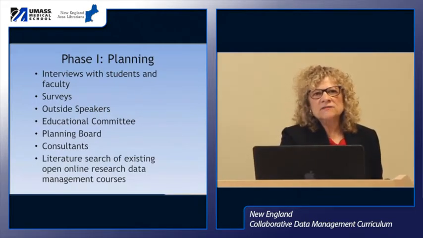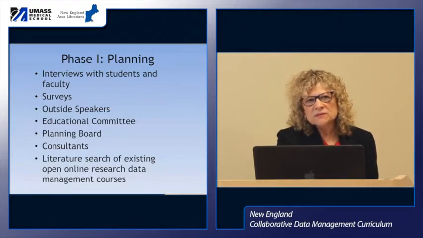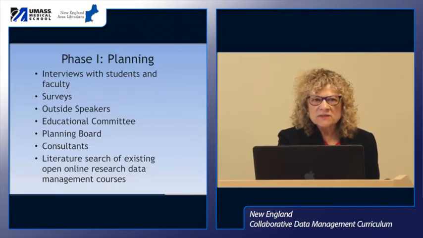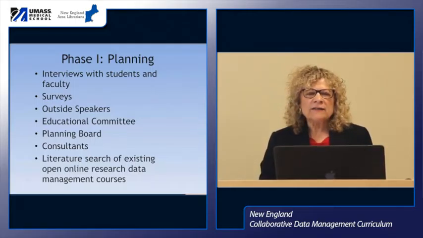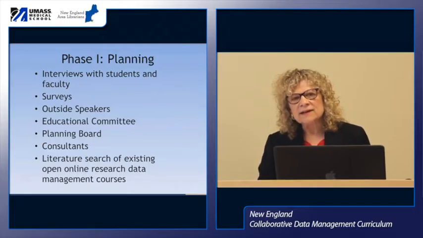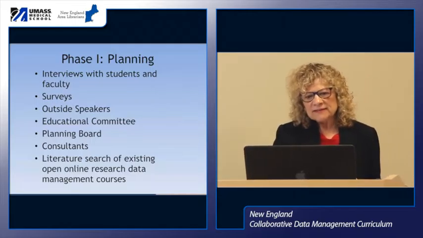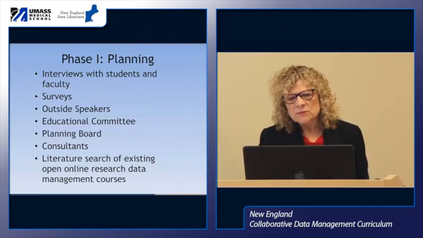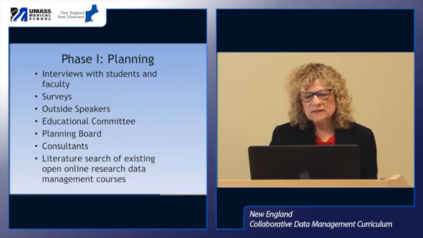The planning phase involved a variety of activities. The first was an interview, and several interviews, with students and faculty at both the University of Massachusetts Medical School and Worcester Polytech. The students were graduate students, undergraduate students, and a variety of faculty, both in the health sciences, biomedical sciences, and engineering and computer sciences. In addition to interviews with students and faculty, we conducted surveys with students. We asked the students and the faculty what they felt they needed with respect to research data management.